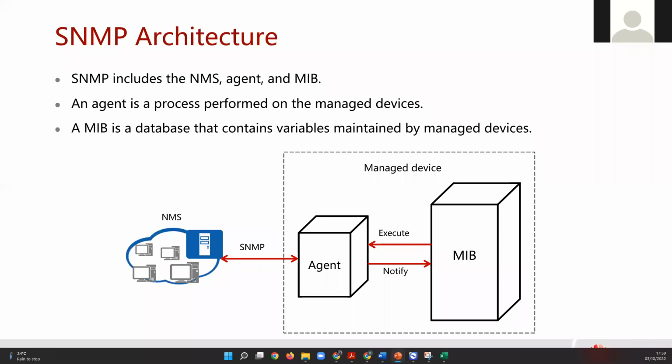Who knows what MIB is? MIB is usually a virtual database for the managed device. There's SNMP version 1, version 2, version 3, and all these versions have been coming up because of security.